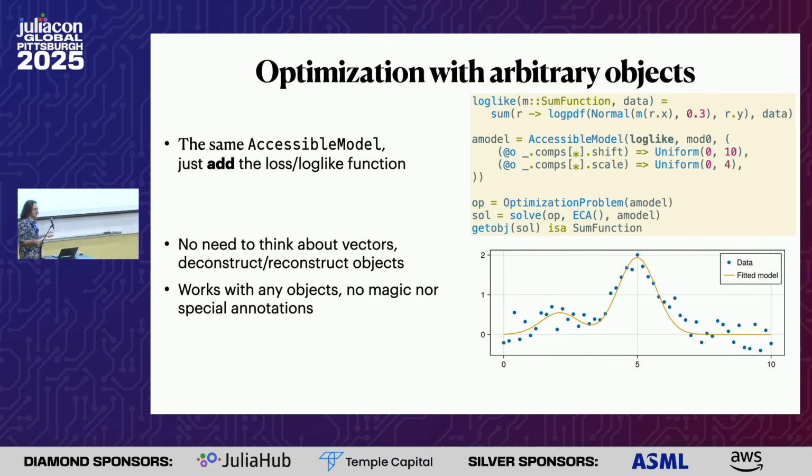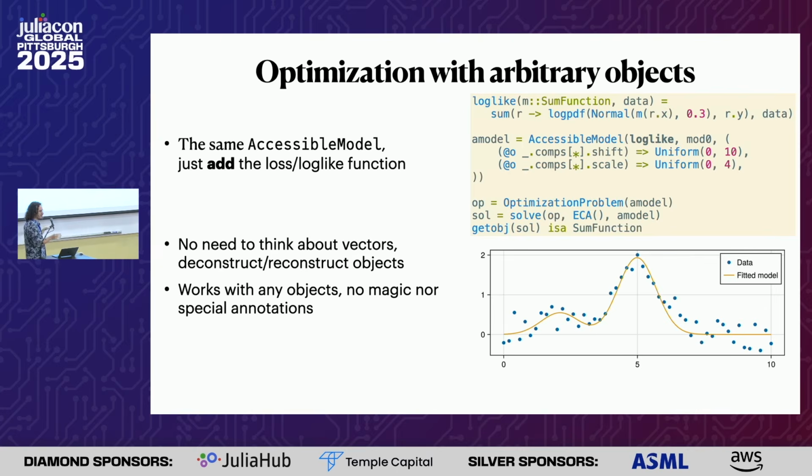Of course, if you don't just want to play with parameters of your model, you can do optimization. The only change here is that we define the log likelihood function, and then I highlight in bold that we pass it to the accessible model as the first argument. That's it. Nothing else in the model definition changes. The struct stays the same.